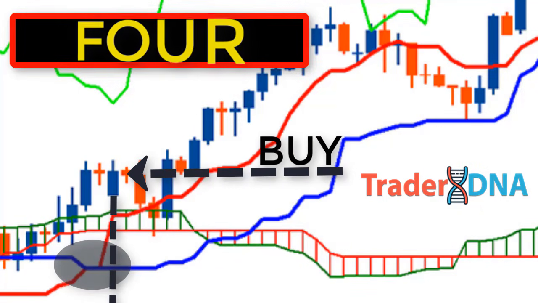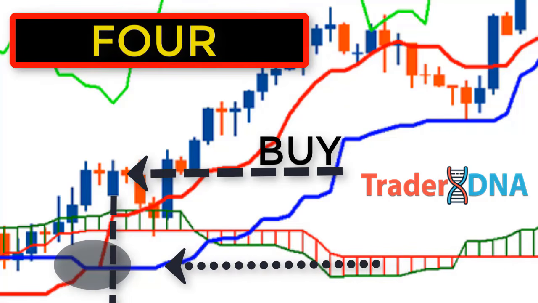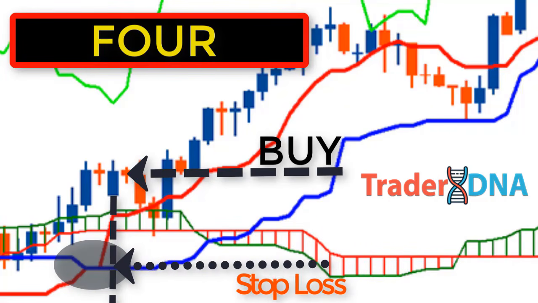Step 4. Place protective stop loss below the baseline. The ideal location to hide our protective stop loss is below the baseline of the crossover candle. This trading technique accomplishes two major things. First, it's significantly lowering the risk of losing big money. Second, it helps us trade with the market order flow.